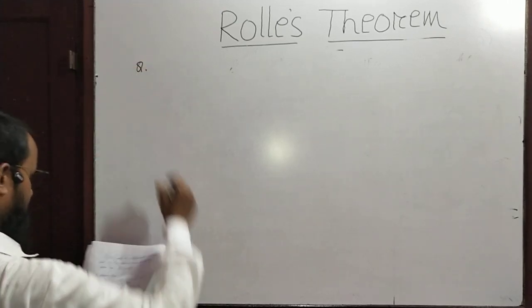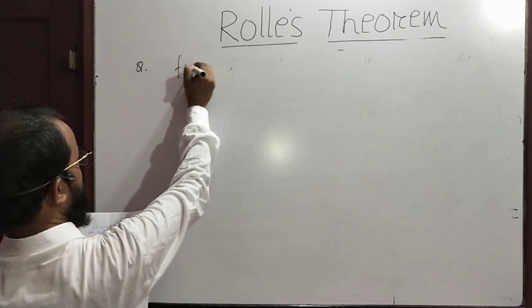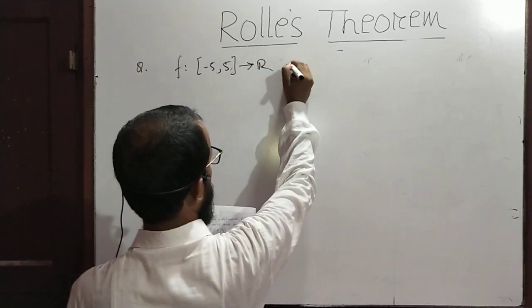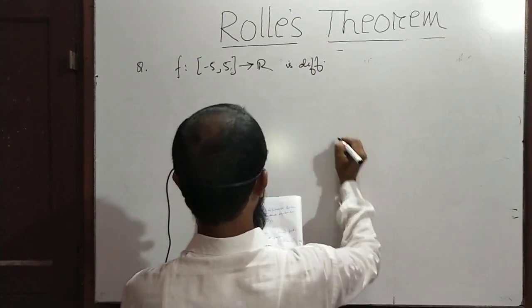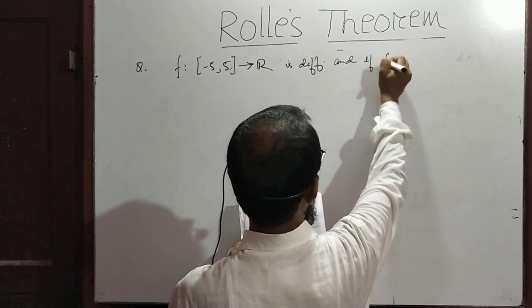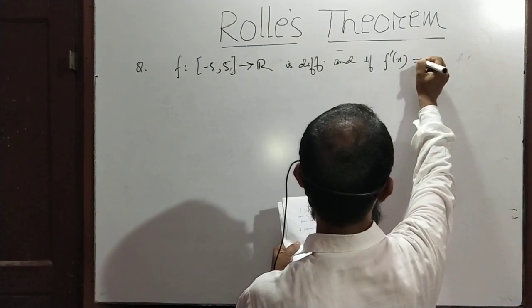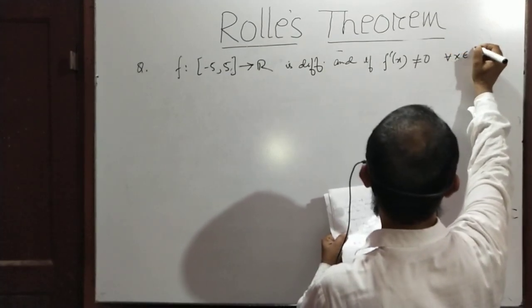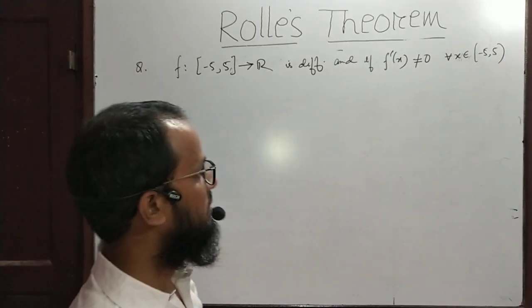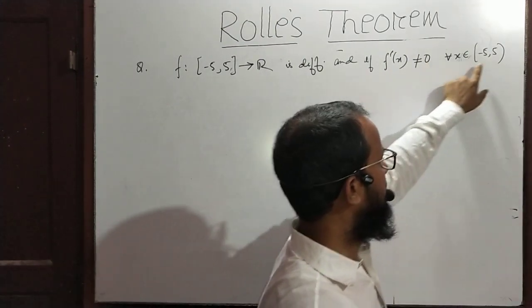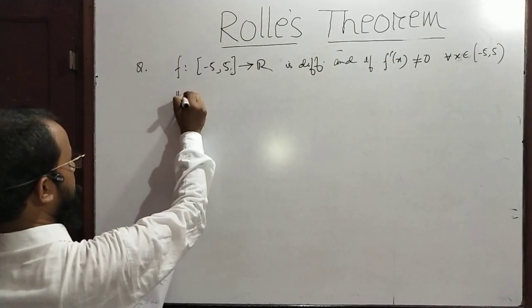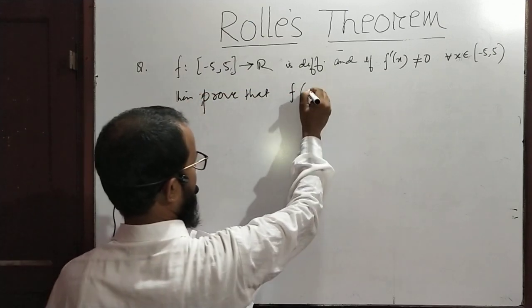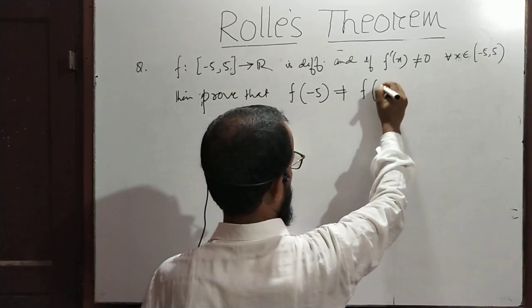Another problem I am going to solve today is a little different, an interesting one. The question is: f is a function defined from the closed interval -5 to 5 to R and is differentiable, and if f dash x does not vanish, meaning not equal to 0, for all x belonging to (-5, 5), that means f dash x is not equal to 0 within this interval, then prove that f of minus 5 is not equal to f of 5.